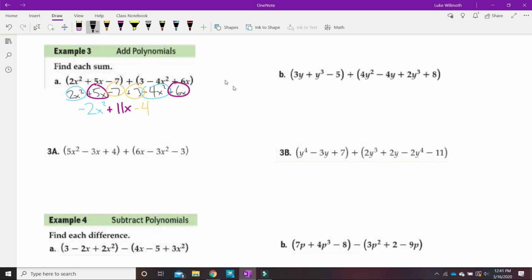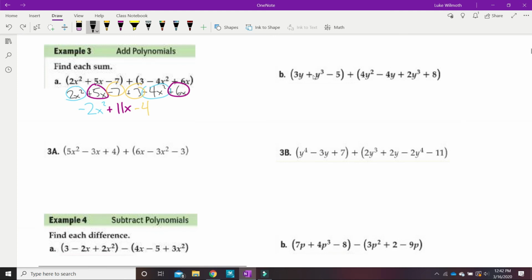I'll do one more here with you. I'm going to skip the step where I rewrite it without the parentheses because that didn't do anything. I was just trying to show you that the parentheses don't matter. The parentheses will matter when we start multiplying. But right now, when it's adding, and when we subtract, they'll matter too. When we're adding, the parentheses don't do anything. All right. So let's take a look.